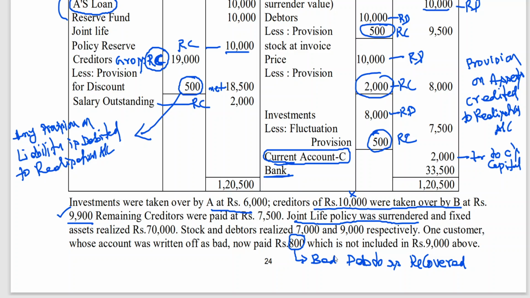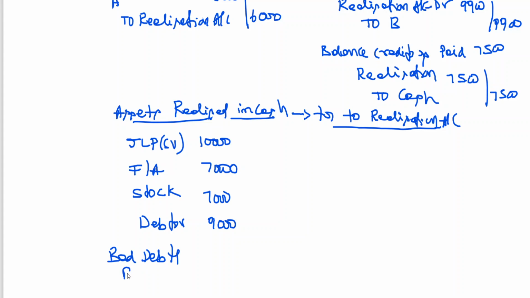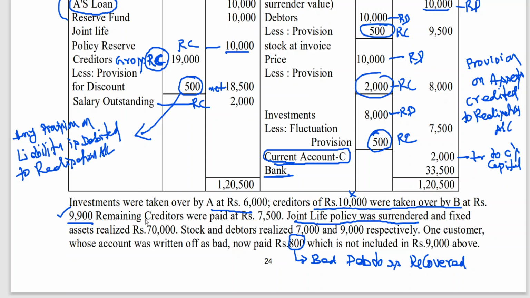This you are never expected. So directly, this 800 rupees can be transferred to which account? Realization account. So assets realized in cash are transferred to the realization account. I am writing: bad debts recovered ₹800. Okay, then next.